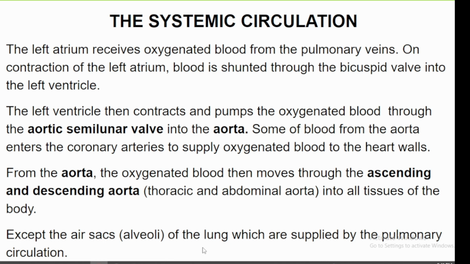So now let's move on to the systemic circulation. In the systemic circulation, the left atrium receives oxygenated blood from the pulmonary veins. On contraction of the left atrium, blood is shunted through the bicuspid valve into the left ventricle. Don't forget, the bicuspid valve, or mitral valve, is the valve that separates the left atrium from the left ventricle.